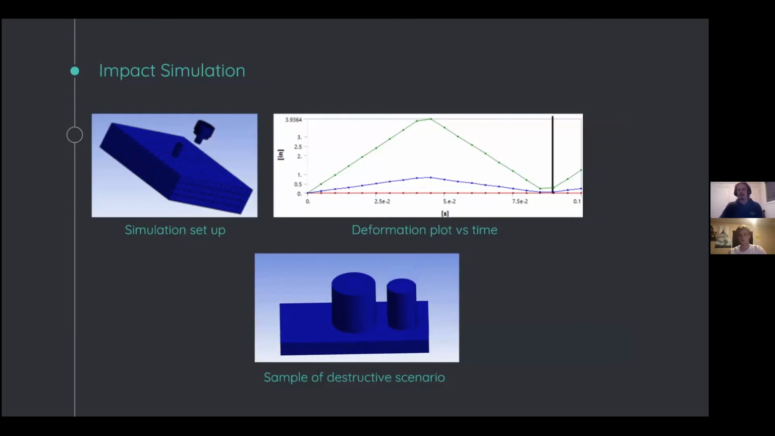In order to verify our analytical results, we used an ANSYS simulation that essentially showed the same deformation and impact force qualities described above. And below is a demo of how exactly we simulated this process.